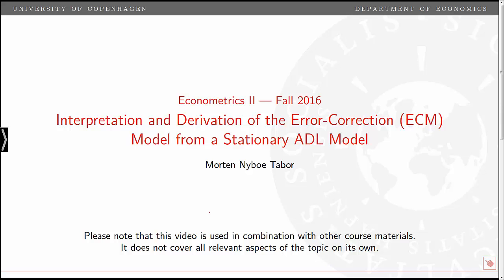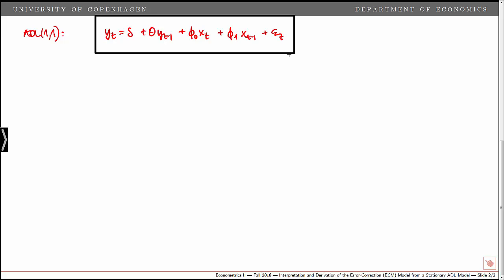In this video, we consider a stationary ADL model. We show how to derive the error correction model, and we give an interpretation of the ECM model. We consider the ADL(1,1) model given by y_t equals a constant plus theta y_{t-1} plus phi_0 x_t plus phi_1 x_{t-1} plus an epsilon_t.